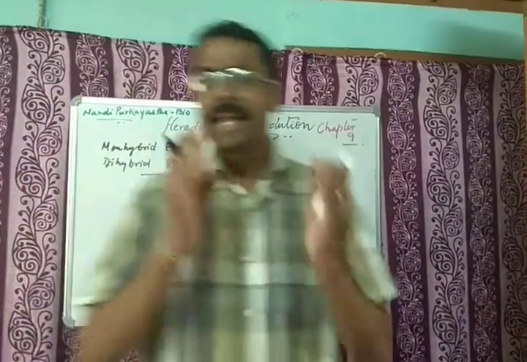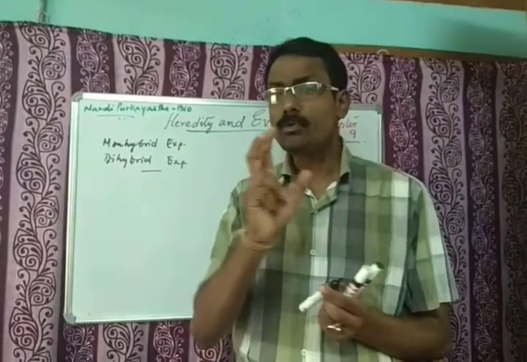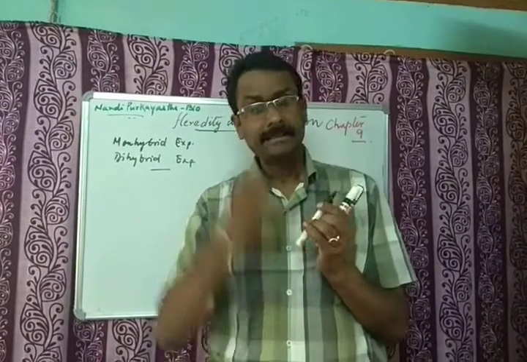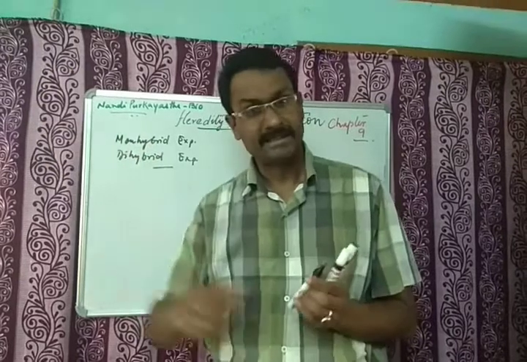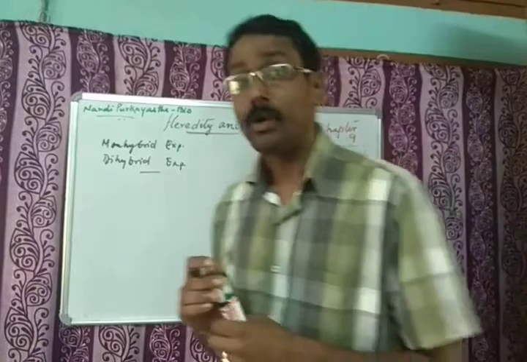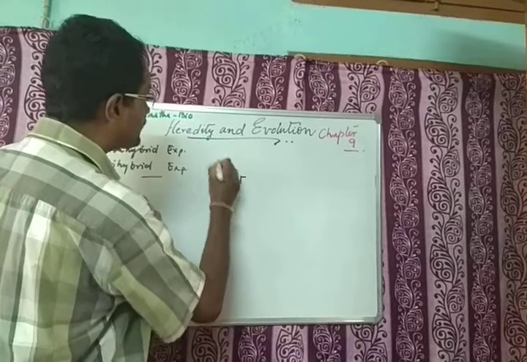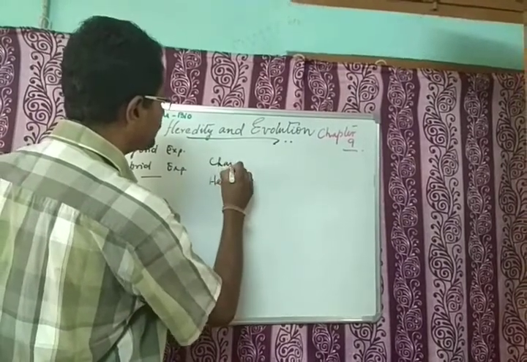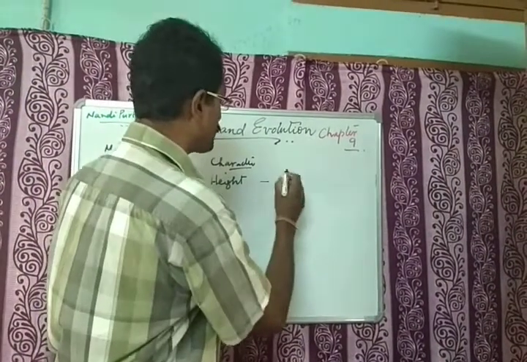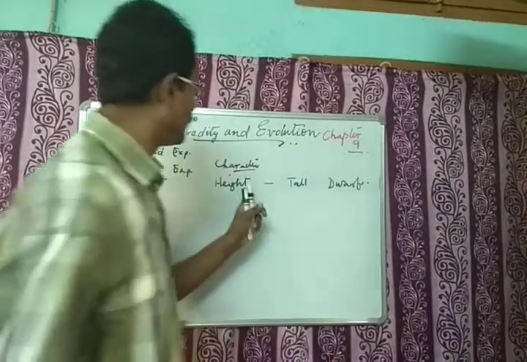For doing these experiments, monohybrid, dihybrid or polyhybrids, Mendel took 7 pairs of contrasting characters that came from pea plants. What is the meaning of 7 pairs of contrasting characters? Let me give you 1 or 2 examples. Suppose I speak of height. Height is a character which has 2 contrasting forms. One is tall, the other is what? Dwarf. Got it? These are contrasting.